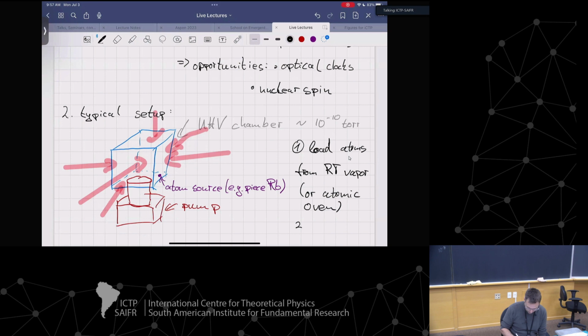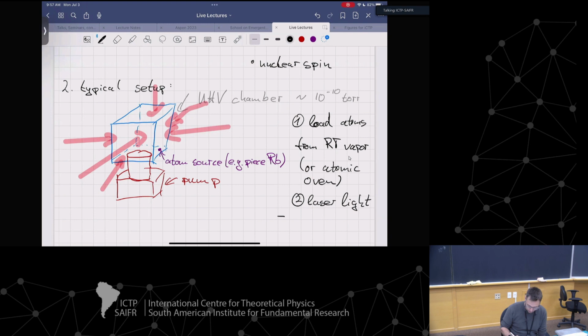And then the second ingredient is always laser light. And laser light, we will see, will play so many roles. It will be cooling, will also be trapping. It will be state preparation. And it will be measurements. I mean, everything is laser light, basically.